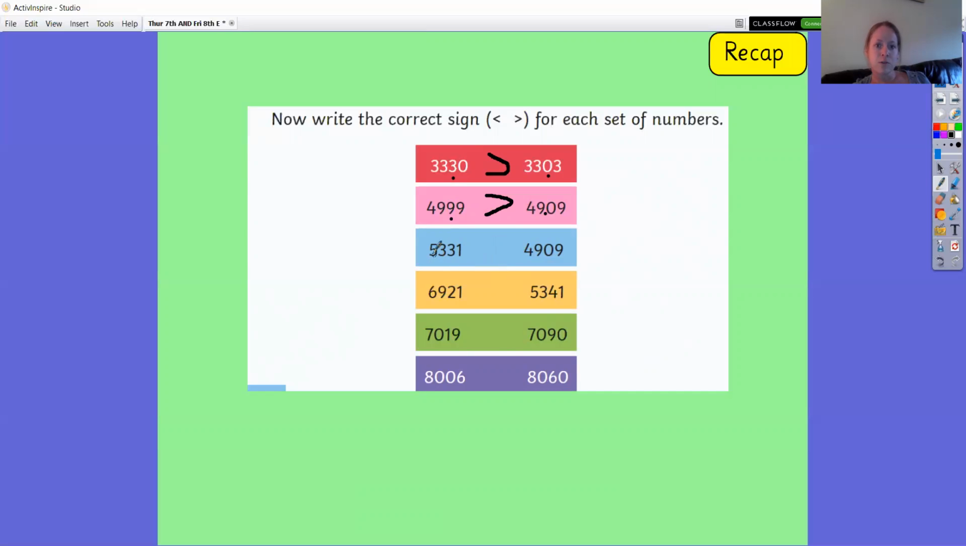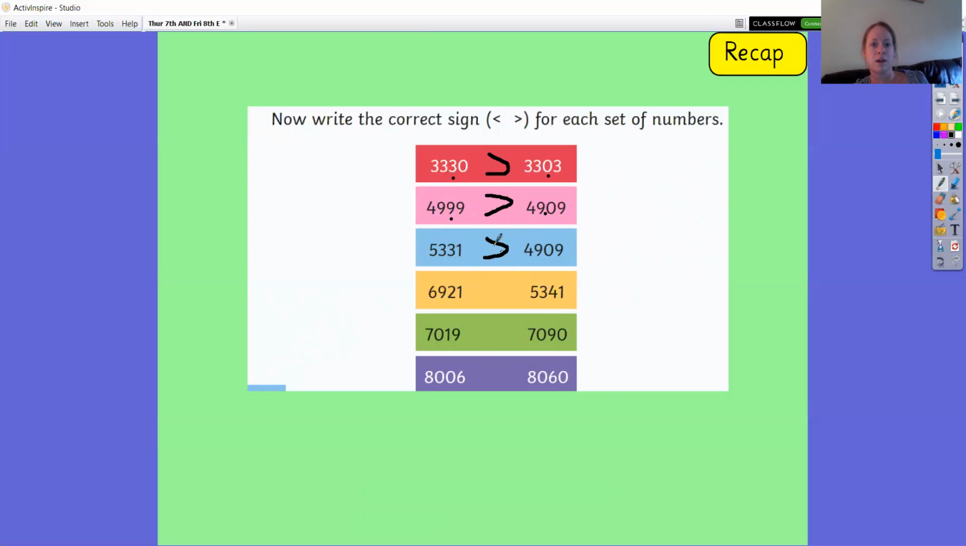Next one's a little bit more straightforward because we've got 5,000s here and we've got 4,000s here, and we all know that 5 is bigger than 4, so that number is going to be the bigger number. And it actually doesn't matter what numbers are after it. You can see here the numbers after are actually bigger, aren't they?